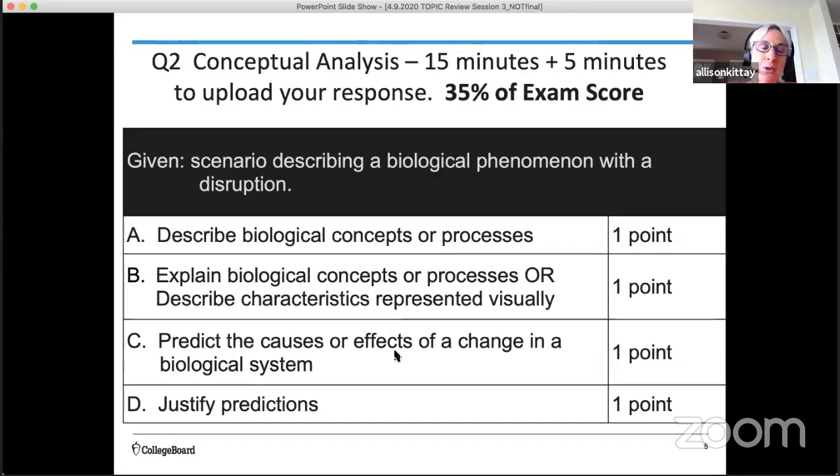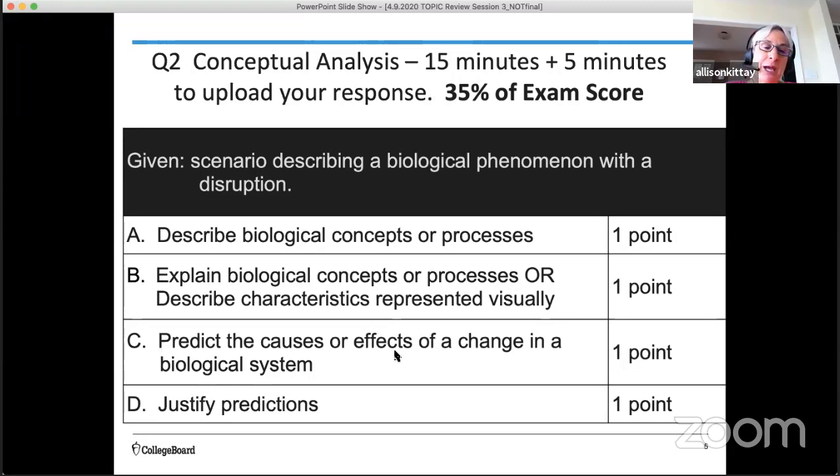For the second question, which is conceptual analysis, you'll be given a 15-minute time limit plus an additional 5 minutes to upload your response, and this will make up about 35% of your total exam score. Again, if I were preparing my students, this is a 4-point short FRQ, so I would tell them to plan to spend about 6 to 8 minutes reading the question carefully and then preparing the response. So I think you have lots of time to be able to answer this question thoroughly. Here you'll be given a scenario that will describe a biological phenomenon with a disruption. And you will be asked to do 4 different tasks. Each task is worth 1 point.